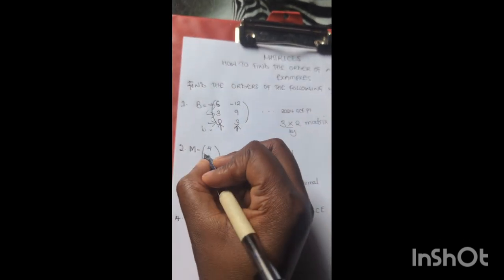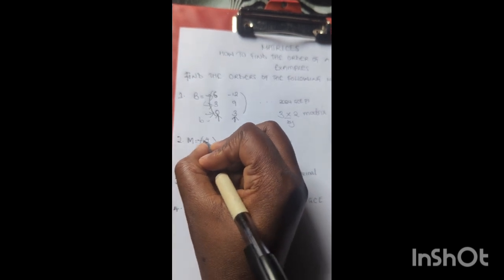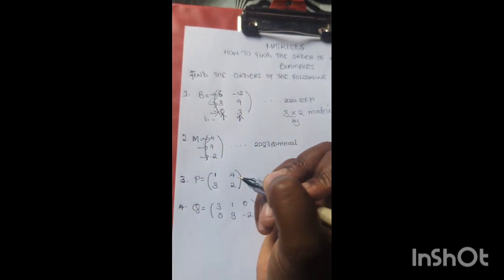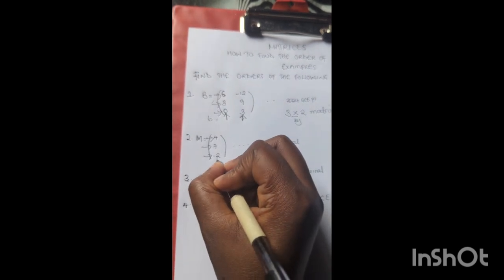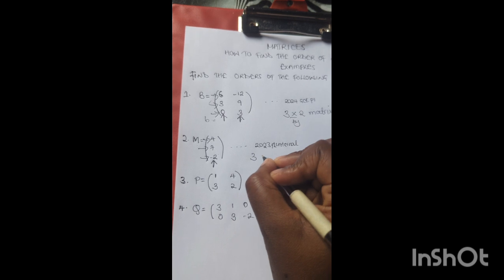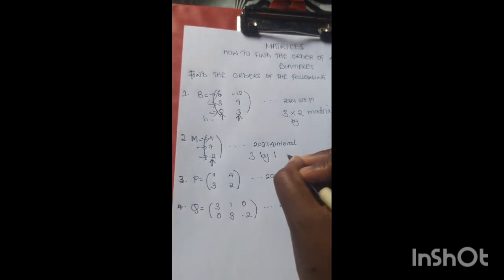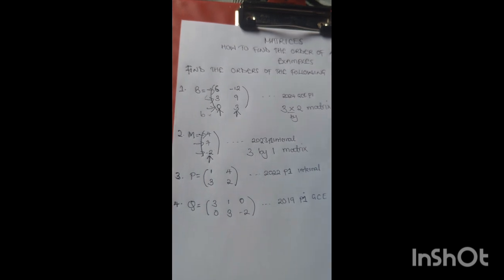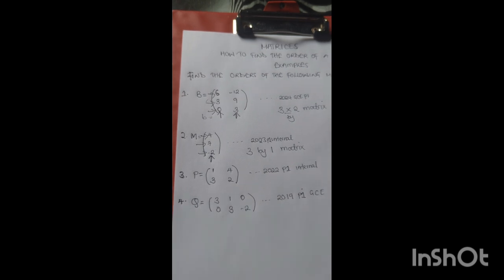So let's do it. How many rows are here? We have 1, 2, and 3. 3 rows. How many columns are there? 1. Just 1. So this is a 3 by 1. Always put the word matrix at the end. 3 by 1 matrix, depending on who taught you grade 1. Matrix, matrix, same thing, so long as you know the spelling.